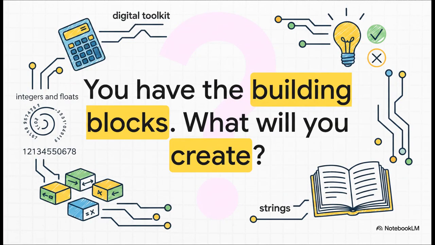So there you have it. You've got integers and floats for numbers, strings for all your text, and booleans for logic. And it's all tied together by this awesome concept of truthiness. These are the fundamental tools in your digital toolkit. They're the most essential building blocks, and now that you have them, the only question left is, what are you going to create?